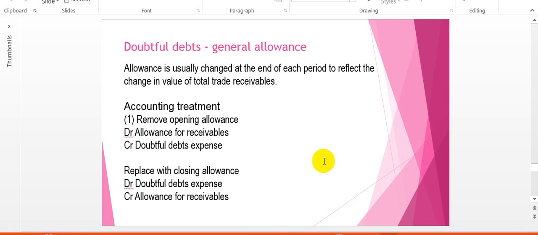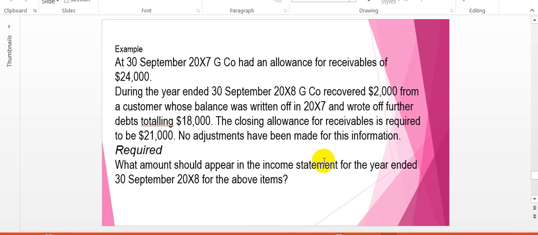But the bottom line is that the allowance has to be reviewed every year end to determine whether the allowance should still continue to be carried as an allowance or whether the allowance should be written off entirely or the allowance should be increased or the allowance should be reduced. We demonstrate this in our last example of this lecture video.